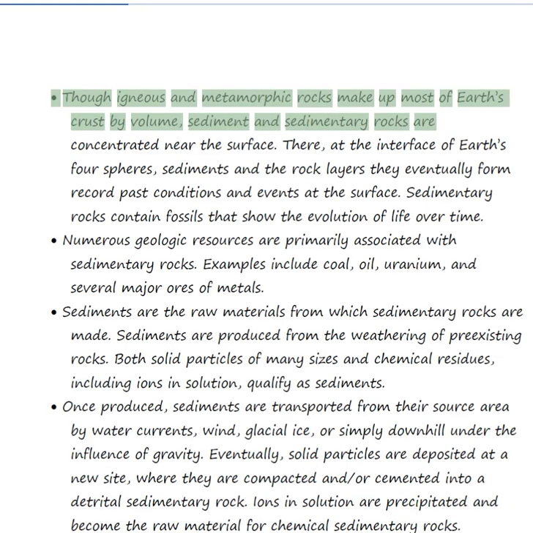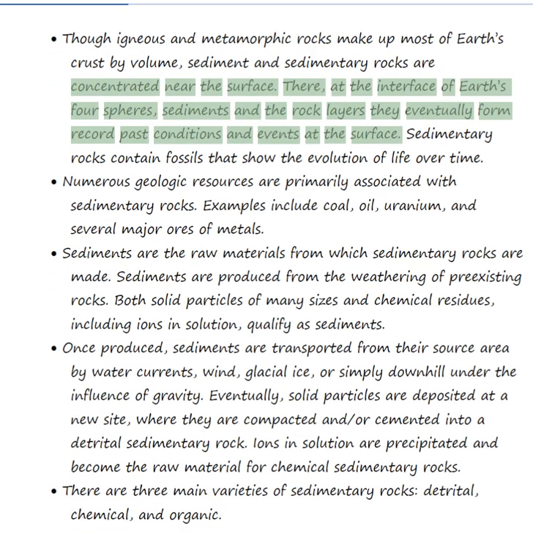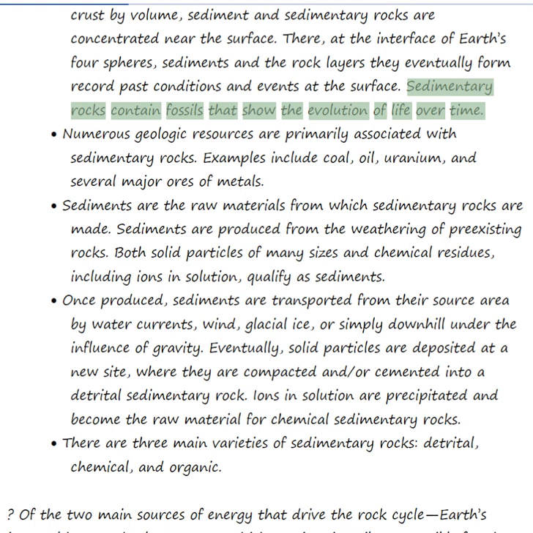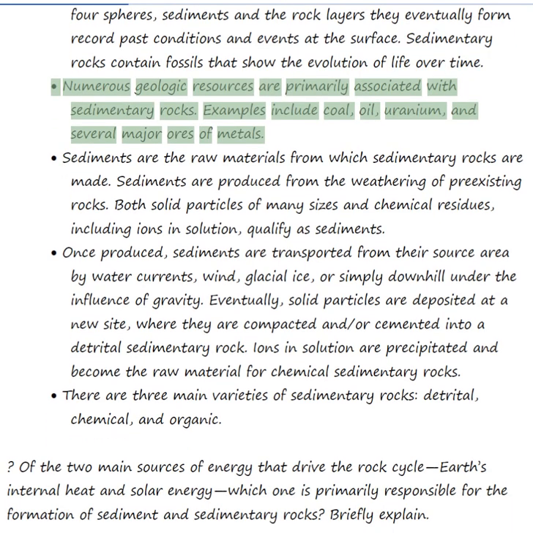Though igneous and metamorphic rocks make up most of Earth's crust by volume, sediment and sedimentary rocks are concentrated near the surface. There, at the interface of Earth's 4 spheres, sediments and the rock layers they eventually form record past conditions and events at the surface. Sedimentary rocks contain fossils that show the evolution of life over time. Numerous geologic resources are primarily associated with sedimentary rocks. Examples include coal, oil, uranium, and several major ores of metals.